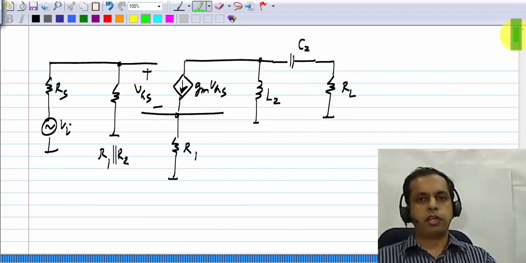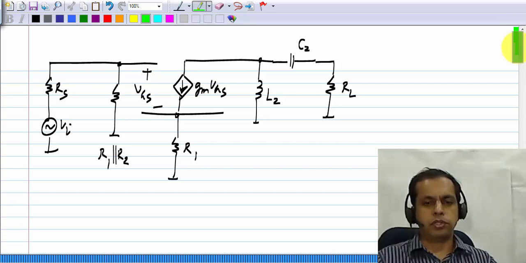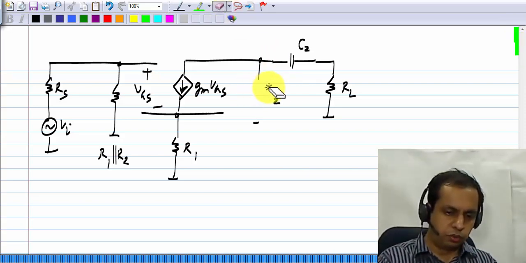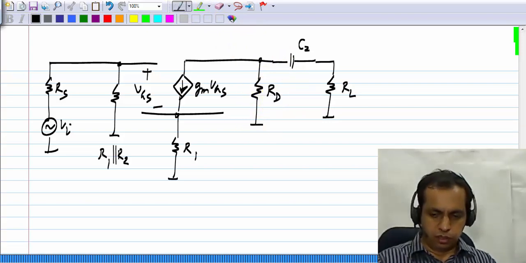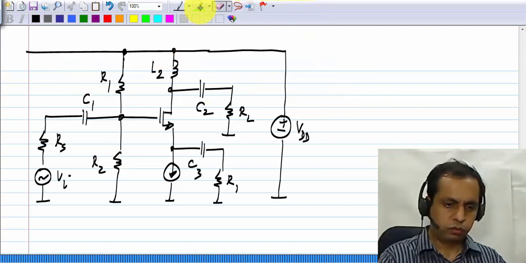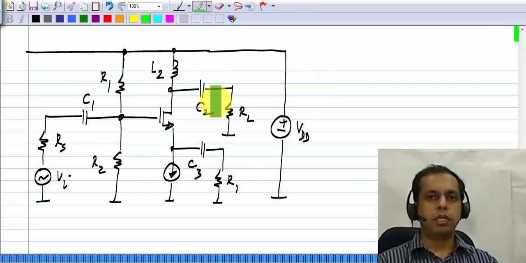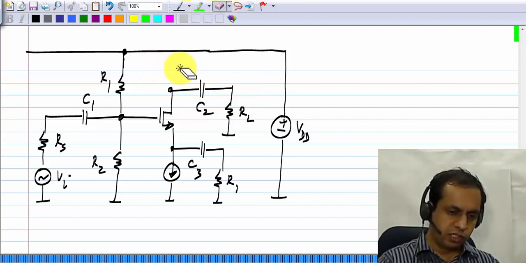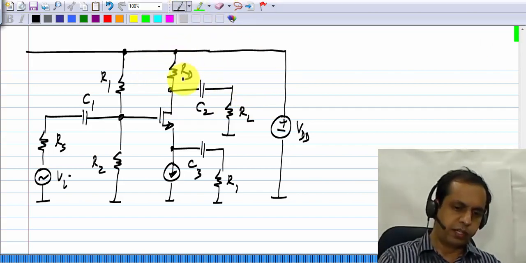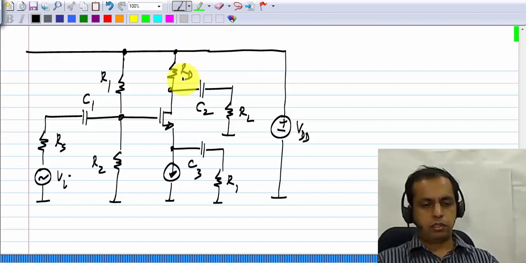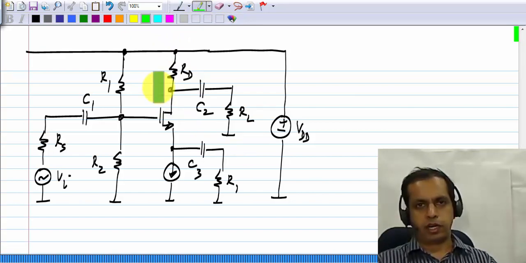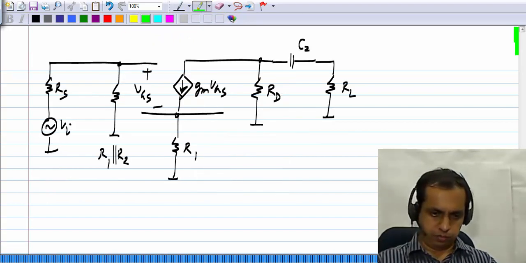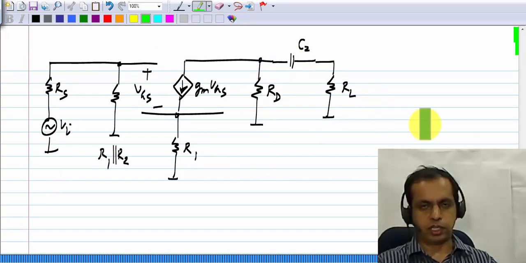Now, because inductors are very bulky and are somewhat cumbersome to use, in many cases you don't even use L2, you use a resistance instead, RD. In the complete picture, basically this L2 is replaced by some RD. Now this again looks very familiar. The output part of it looks exactly like what you had in a common source amplifier. This part you have RD here, C2 and then RL.